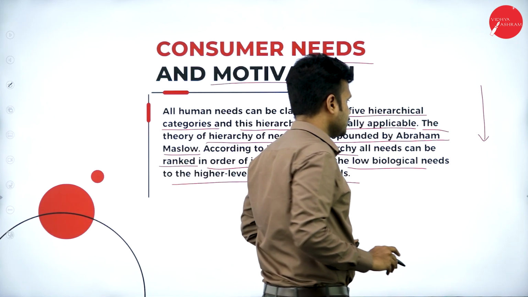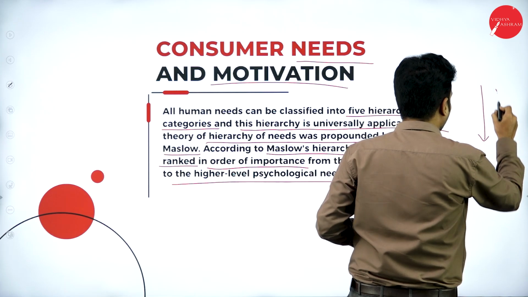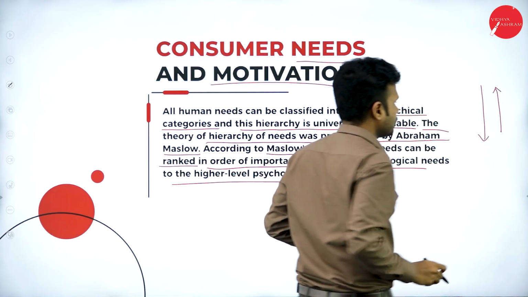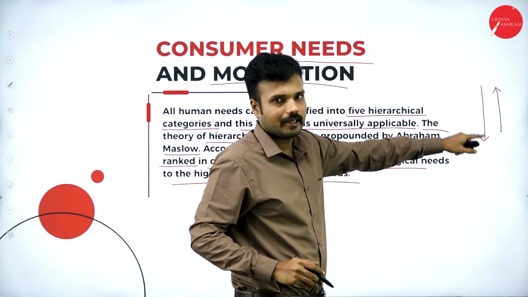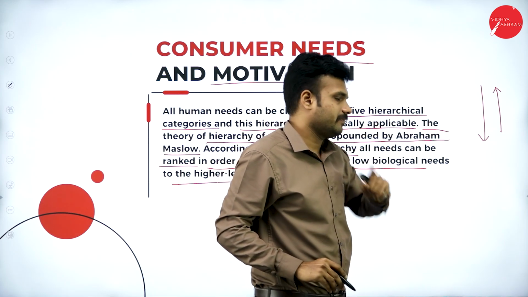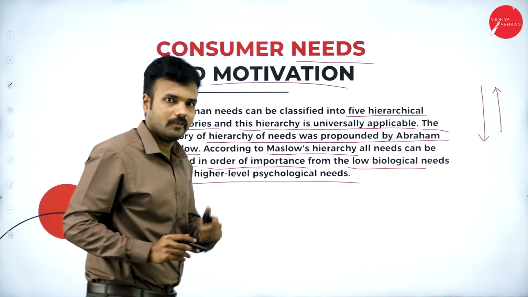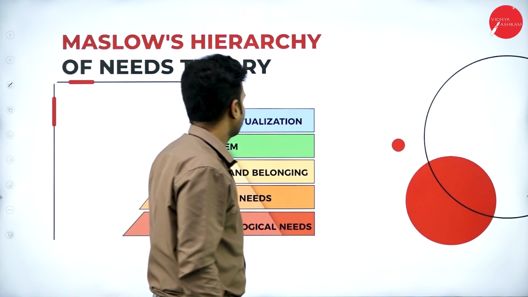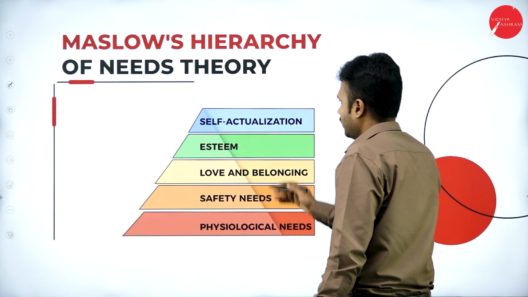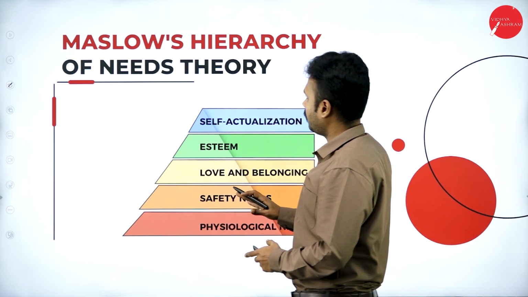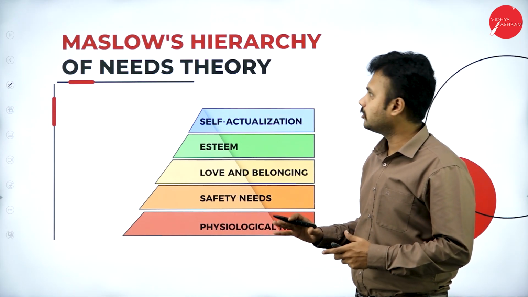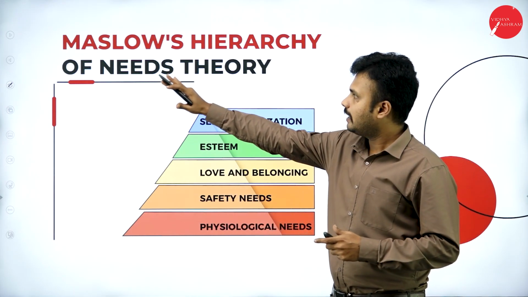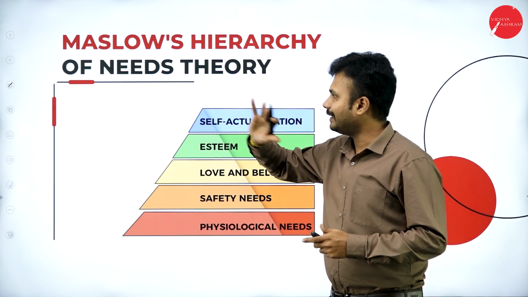So in terms of this theory, we are going with the bottom to top. This is what we call Maslow's hierarchy of need theory, which is propounded by Abraham Maslow. The name of the theory is Maslow's hierarchy of need theory.